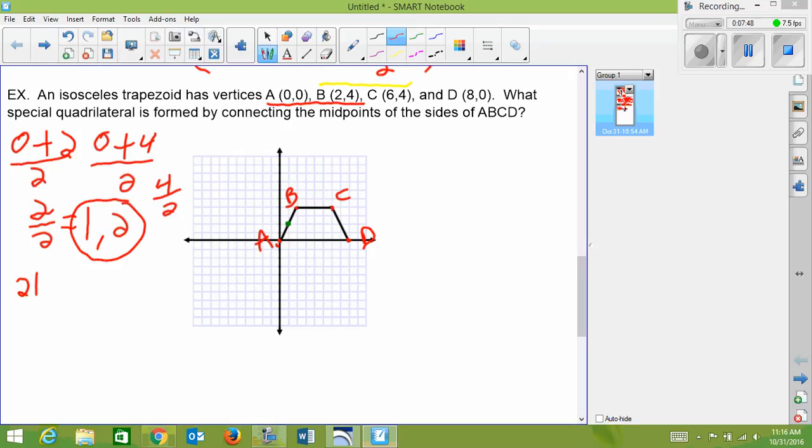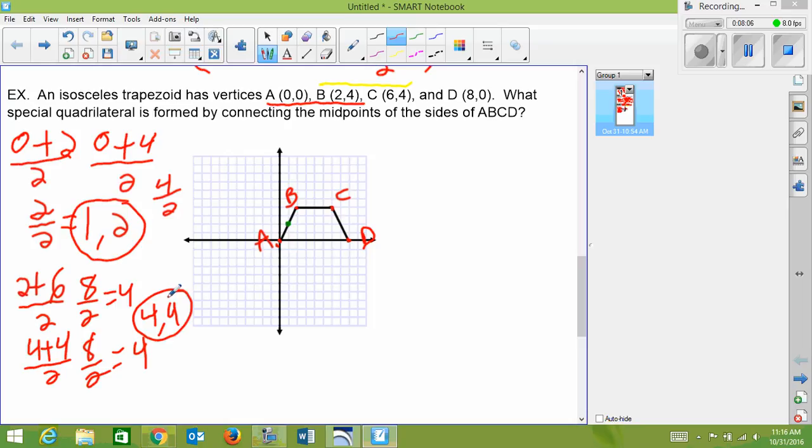So 2 plus 6 divided by 2, that's 12 divided by, or excuse me, 2 plus 6 is 8. 8 divided by 2 is 4. Then 4 plus 4 divided by 2, so 8 divided by 2, guess what, it's 4. So my point is 4, 4 for that midpoint. So I can go ahead and put that point down here. 1, 2, 3, 4, and 4 up is right there.